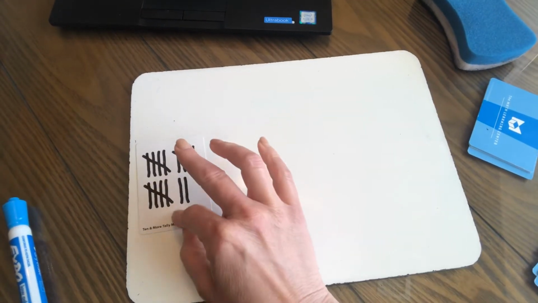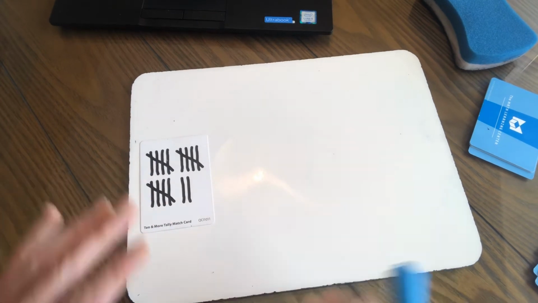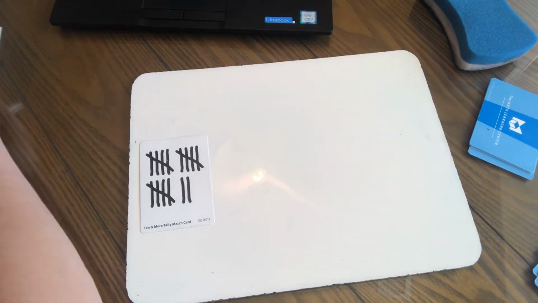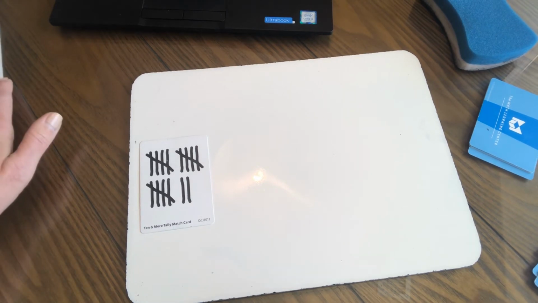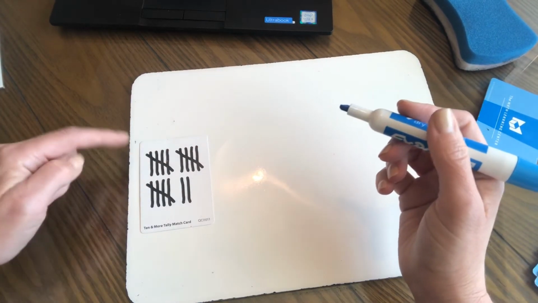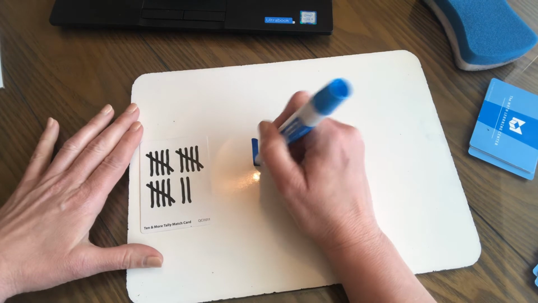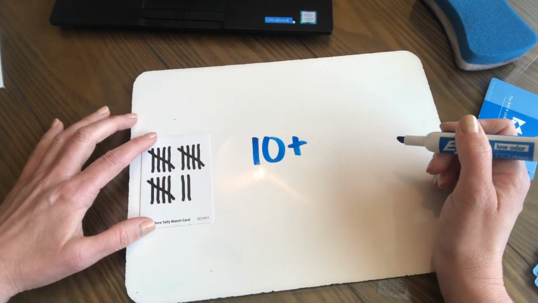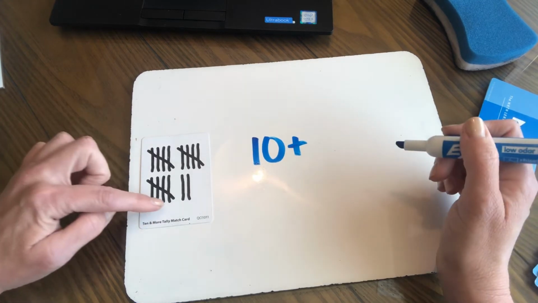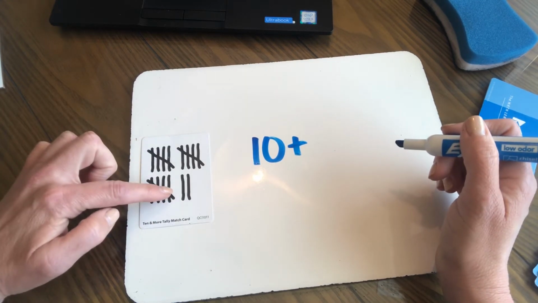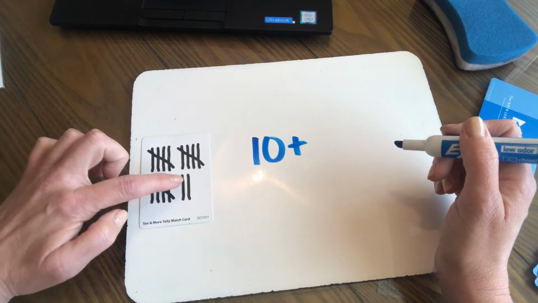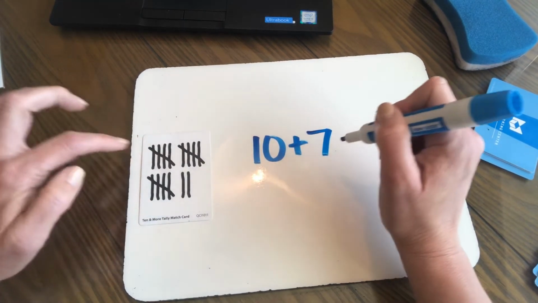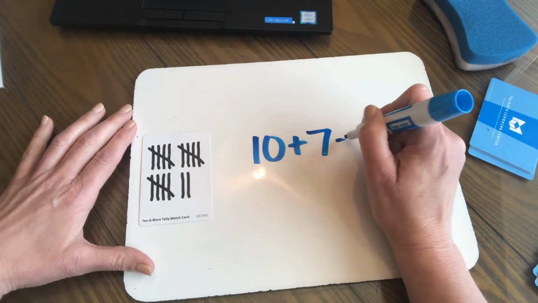Next tally card. Ooh, this one's a tricky one. Lots of tally marks. But you know what? I don't think you'll be tricked because we're going to use the same strategies that we've been using. I notice 10 on top. Even though this bottom might be a little trickier, I think we can figure it out. So I've got 5, and I'm going to count on the 5, 6, 7. So I know I've got 10 on top and 7 on the bottom.